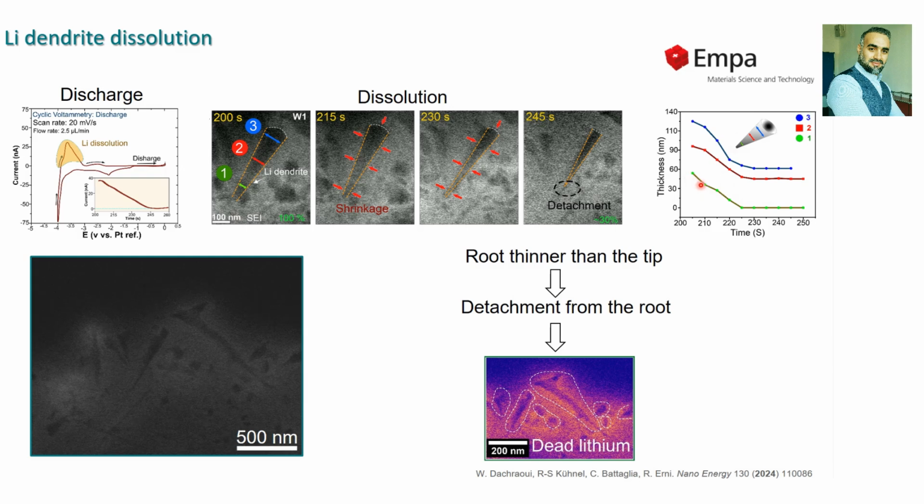curves, that the bottom is thinner than the tip initially, and during the thinning the bottom will detach or shrink before the tip, and this will make the rest of the lithium metals electrochemically inactive or disconnected from the electrode, and with that we have formation of dead lithium.